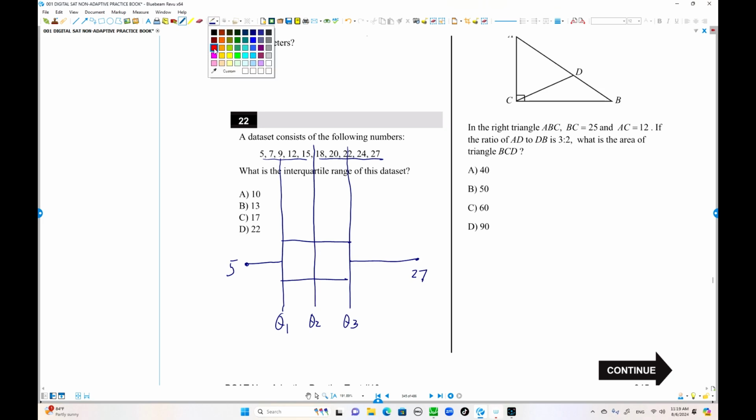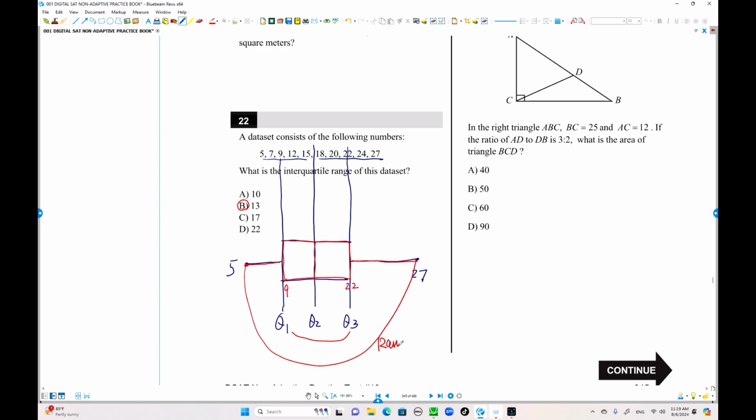I'm going to make a new box plot here. That's it. So what is the interquartile range? The distance between these two, quartile 3 minus quartile 1, right? That difference is called the interquartile range. So it's 22, this is 9, right? So 22 minus 9 is 13, that is the answer, okay? From here to here, minimum to maximum, that is what we call the range.